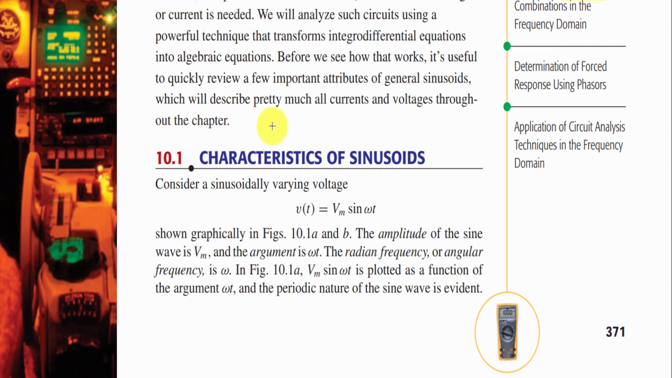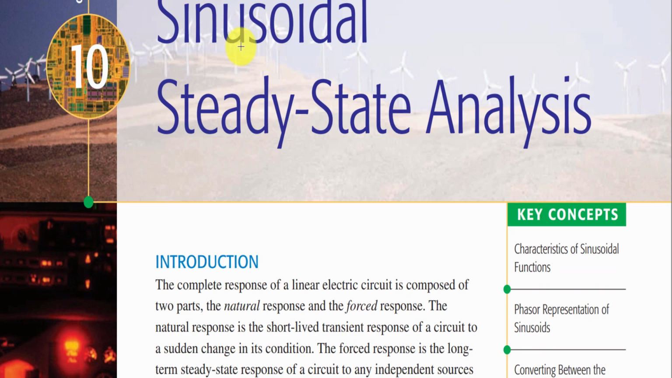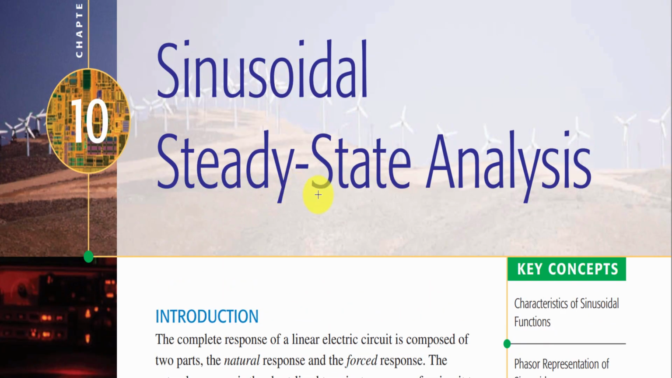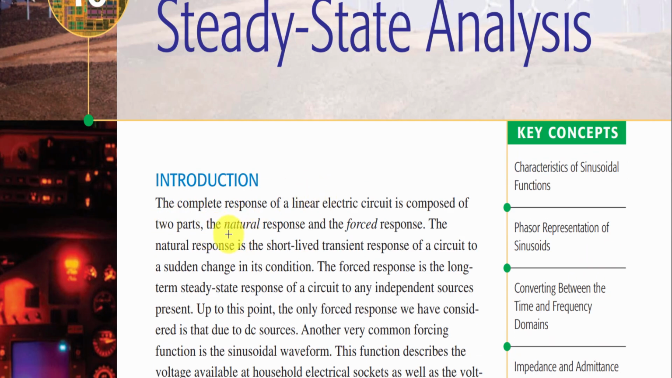In part 2 of this video series, we will be looking at the sinusoidal steady state analysis. Just to be clear, every complete response of an electric circuit is composed of two parts, the natural response and the forced response. We are only concerned with the forced response. The natural response, or the transient response, you will see in another course, maybe circuit analysis.